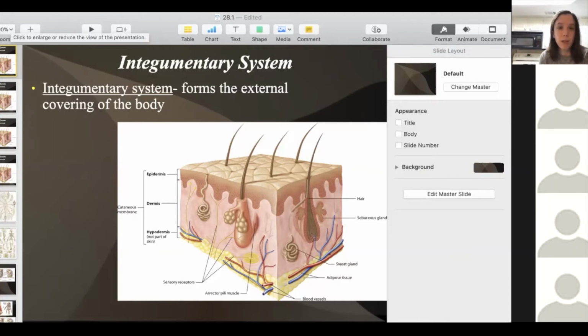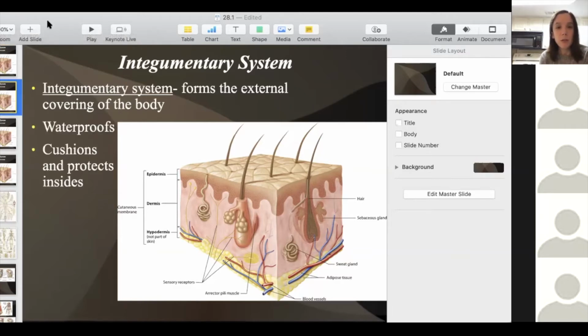So it forms the external covering of the body, which we call skin. And skin is the largest organ in the body.